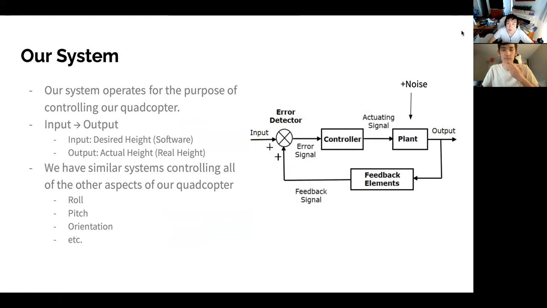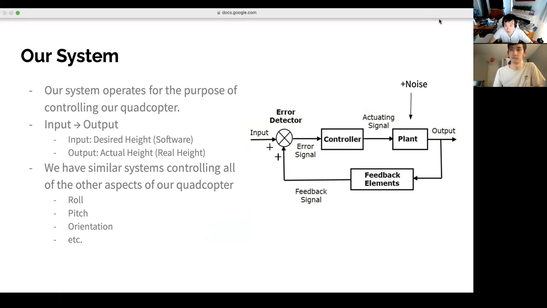Our system is going to be using feedback control to account for the error or undesirable values found in several different aspects of our quadcopter. An example of our input-output relation in our feedback control would be that our input is the desired height. We would implement that through software, or by sending a signal over RF in the future, or right now, if you're just trying to get it to hover at a specific height, then that would be implemented through software.